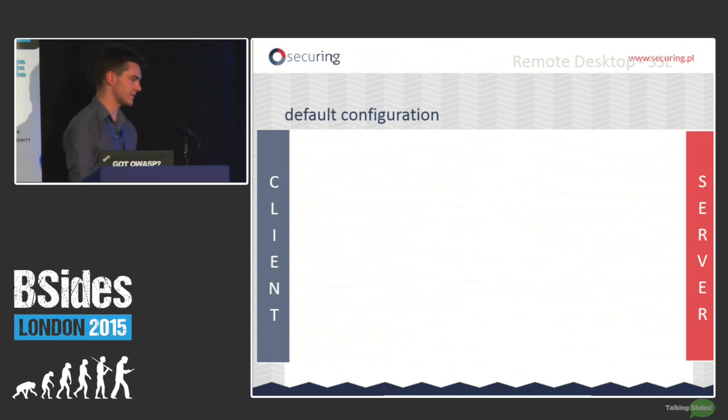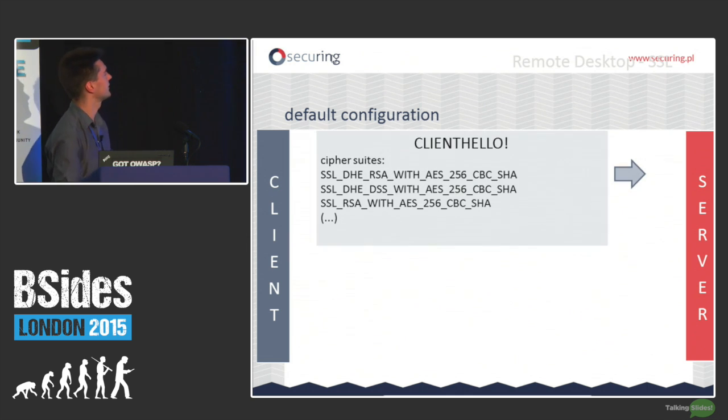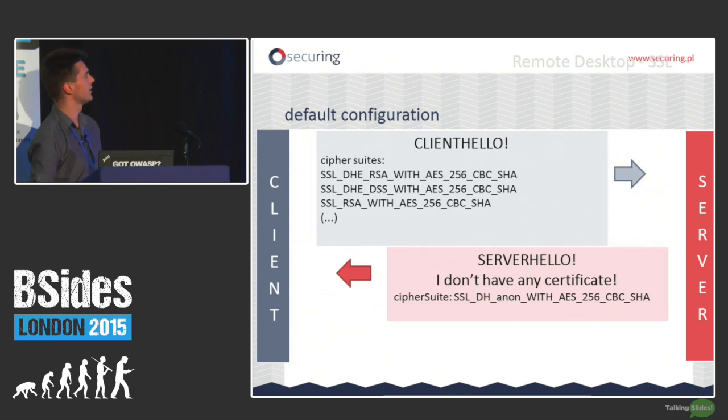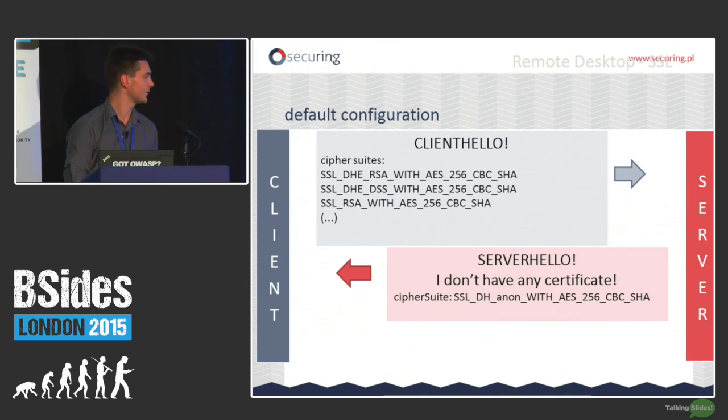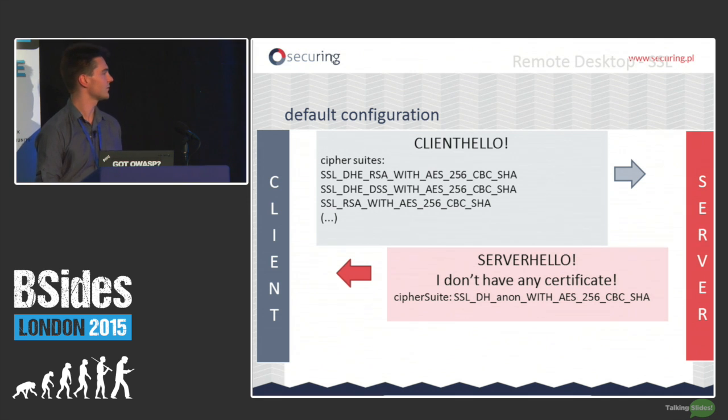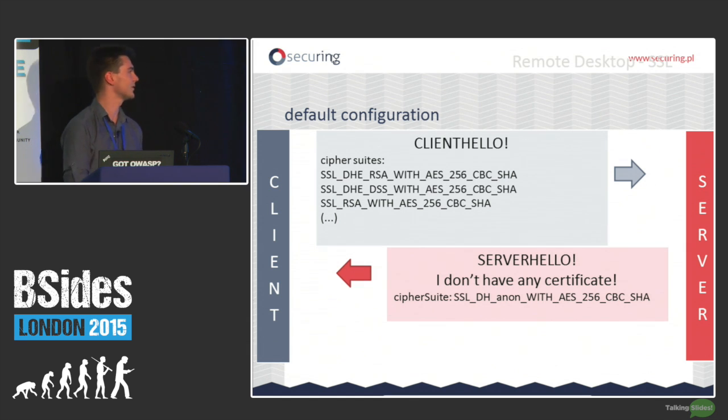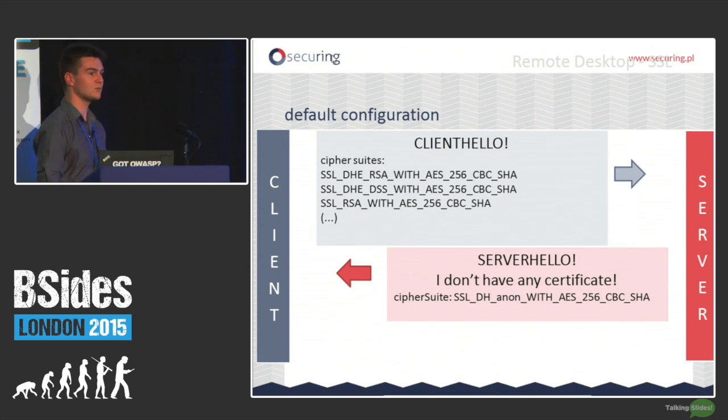Okay, so let's focus on the SSL version of this solution. The default configuration was like this. The client connected with its cipher suites. The server responded with no certificates and this cipher suite. So what's specific about this cipher suite? Yeah, it's anonymous. So you don't have to do a man-in-the-middle attack with any certificate, because the server does not send any certificate. Okay, that was the default configuration.